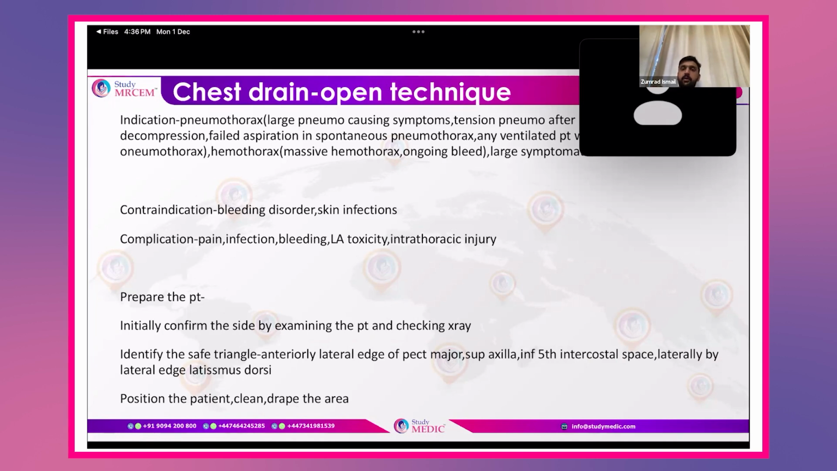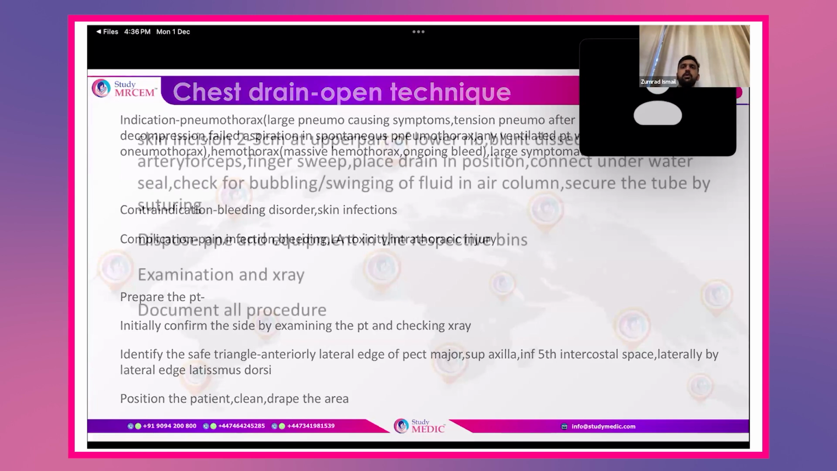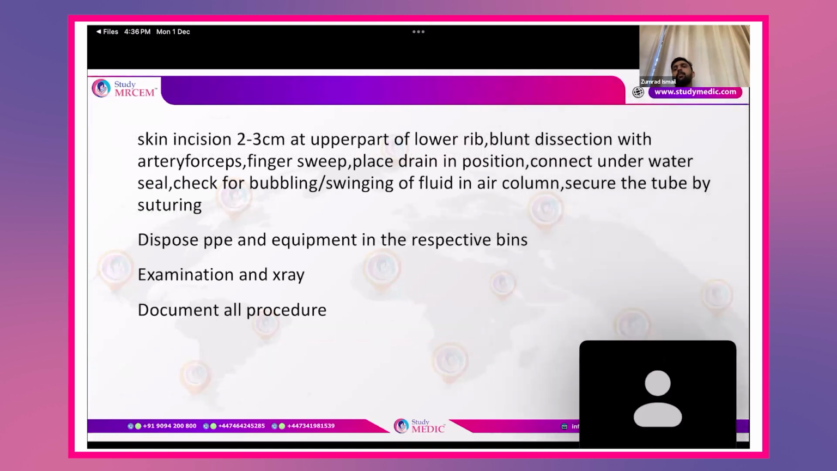He is connected to the monitor. Saturations and vitals are being monitored. Going on to the procedure, for chest drain open technique, we'll make a skin incision. Then we have to clean the area and drape the area. We have to mention those things and the preparation of ourselves, like we'll clean our hands, wash our hands, wear our gloves and personal protective equipment. Then we'll move with the procedure.